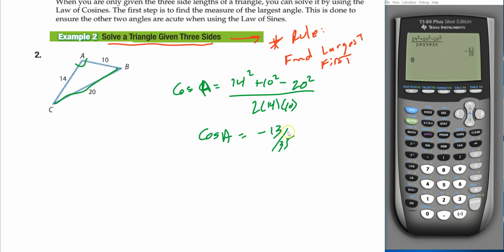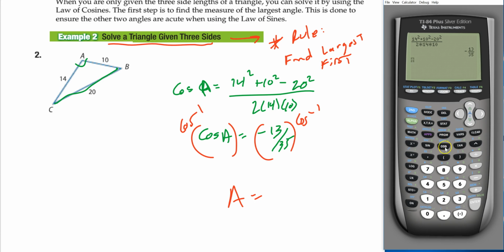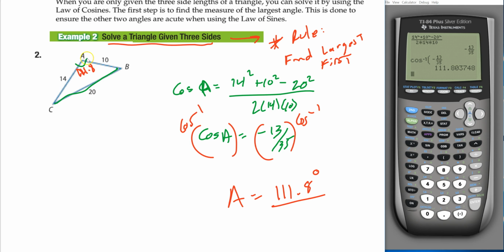And then we have to solve that like we solve everything else, right? The way you get rid of cosine, because I want A, not cosine A, looking for A is to do cosine inverse. A equals cosine inverse of my answer, 111.8 degrees. So this is 111.8.